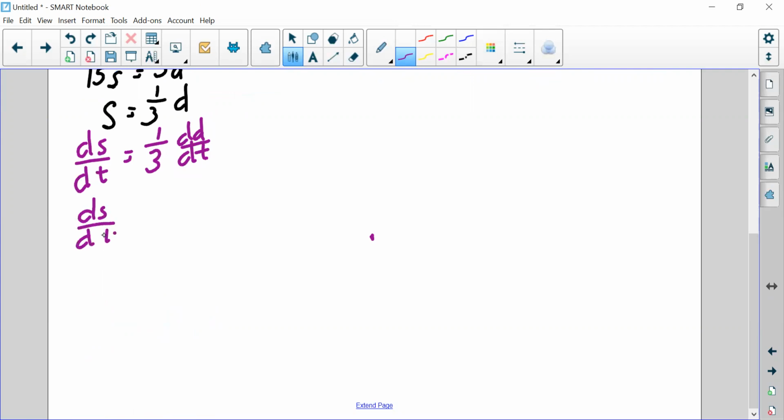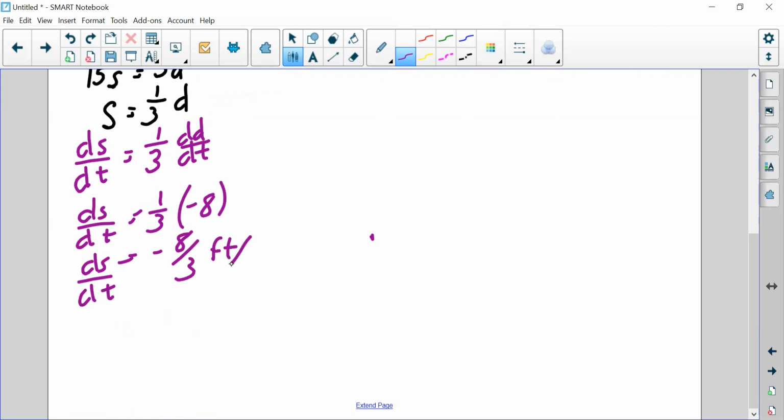So dS/dt is -8/3. Okay, what is S's unit of measurement, which stands for the length of the shadow? That's feet. And what is time measured in? Seconds. So the shadow is shortening at a rate of 8/3 feet per second. That's a sentence you can form from that.